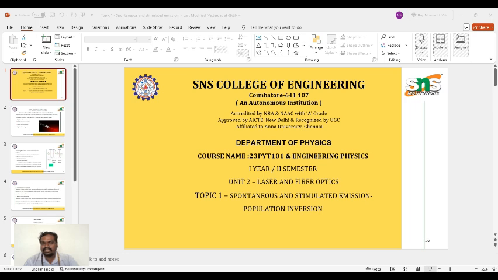And this is the stable state, like a metastable state. These are the energy states in which atoms can remain for more than 10 to the power of minus 8 seconds, and they are called metastable states. Absorption means ground state to upper state, E0 to E2. In between is E1, where stimulated and spontaneous emissions occur.